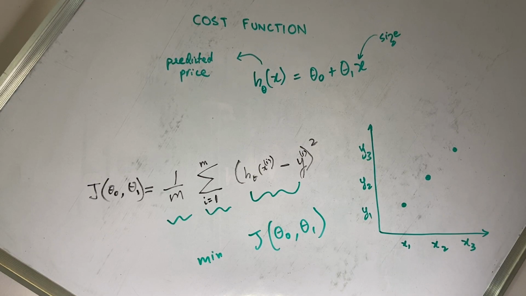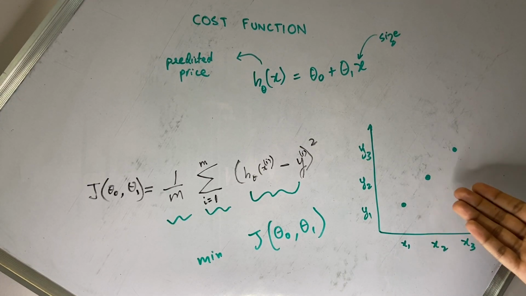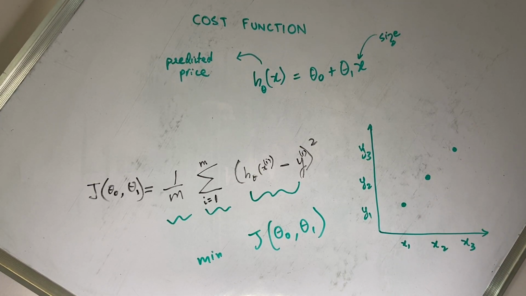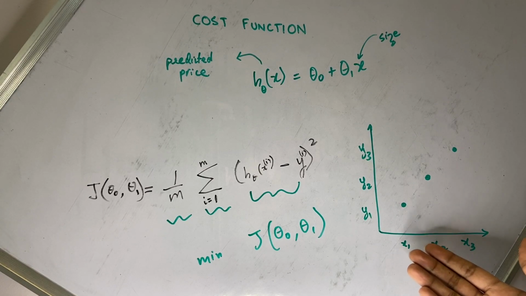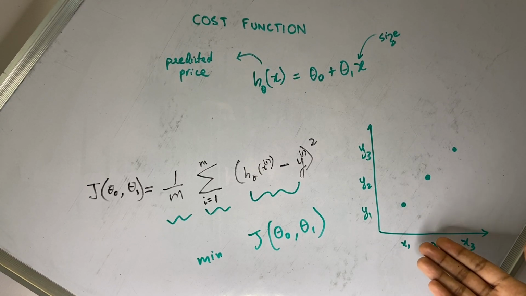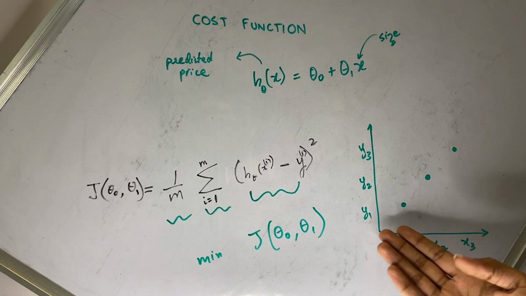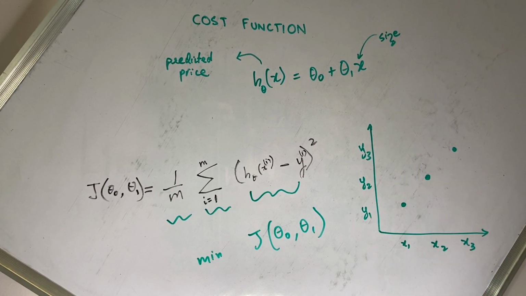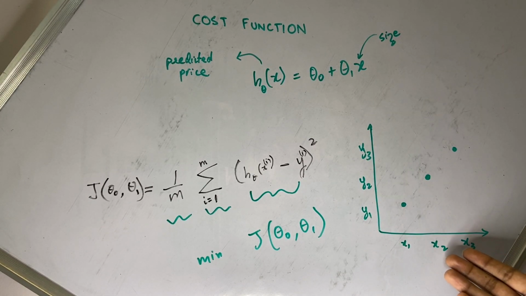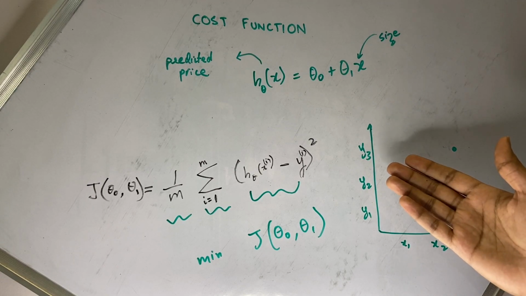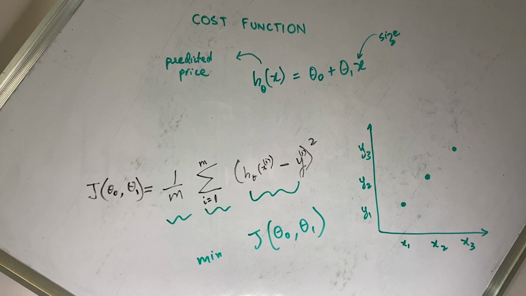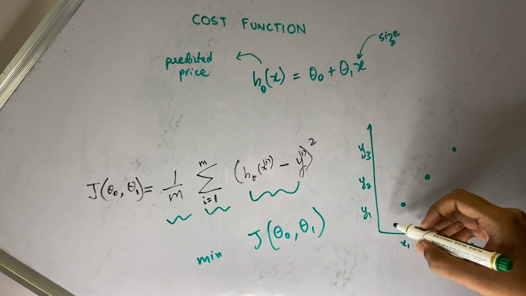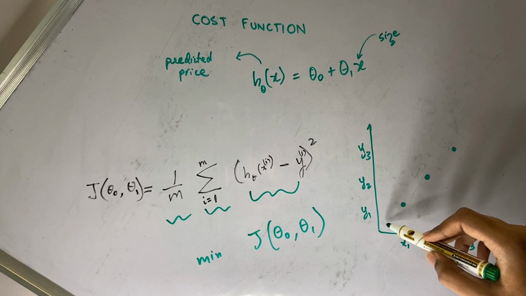For simplicity, let us say we have 3 data points that we have collected. So for a house of size x1, it costs y1 dollars. Similarly, for a house which is of size x2, it costs y2 dollars. So if our hypothesis is good enough, then it has to pass through all these data points.